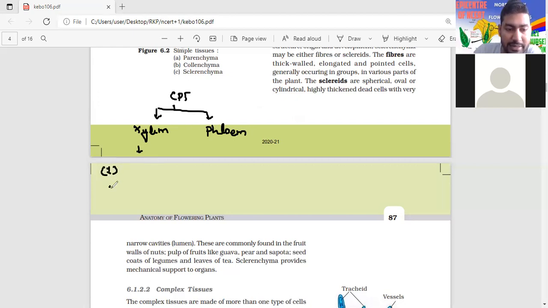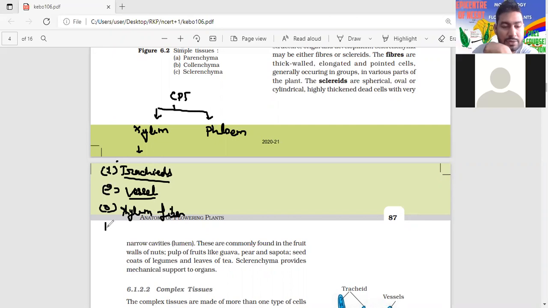Xylem has four different components, which you have to learn: tracheids, vessels, xylem fibers, and xylem parenchyma. Of these, only parenchyma is living; I told you parenchyma is most of the time live cells. This is the classification of xylem.